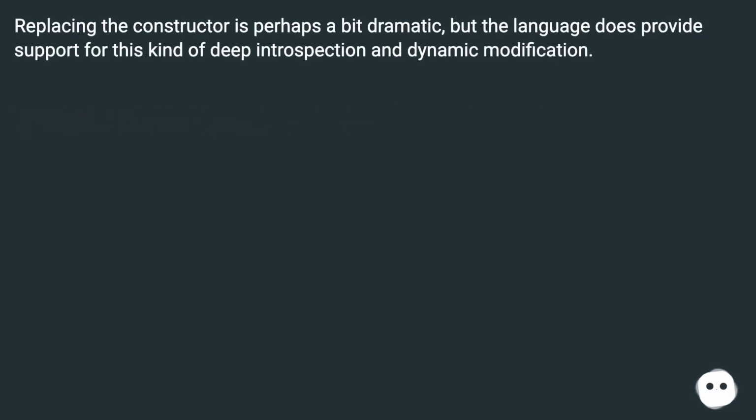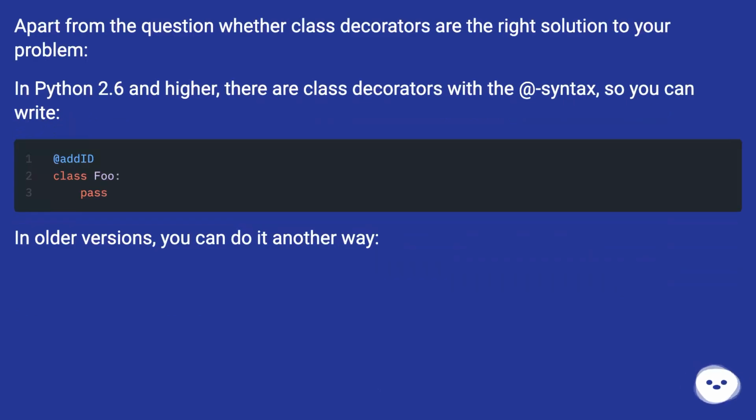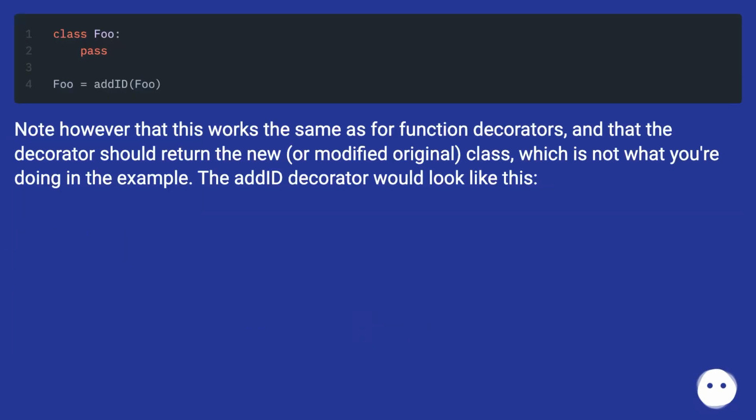Replacing the constructor is perhaps a bit dramatic, but the language does provide support for this kind of deep introspection and dynamic modification. Apart from the question whether class decorators are the right solution to your problem, in Python 2.6 and higher, there are class decorators with the @ syntax, so you can write. In older versions you can do it another way.